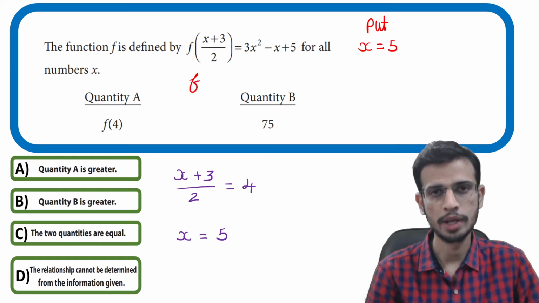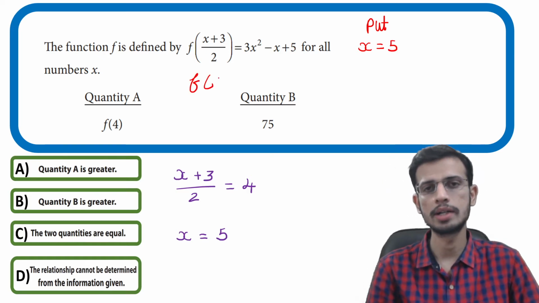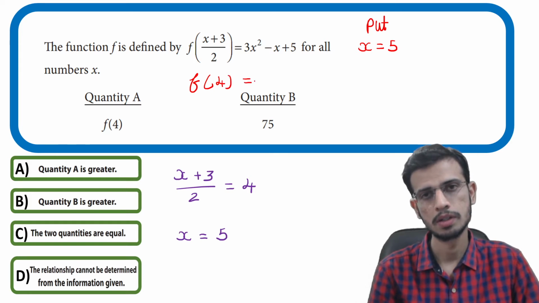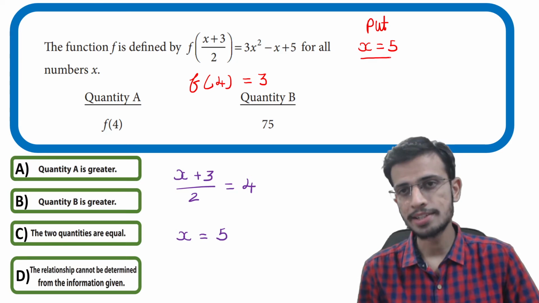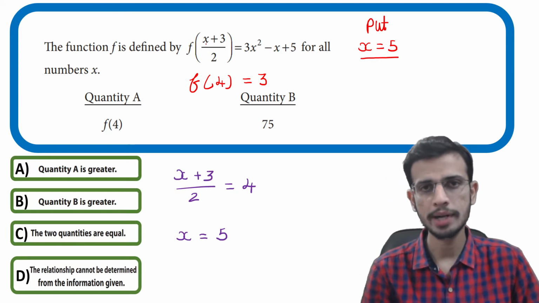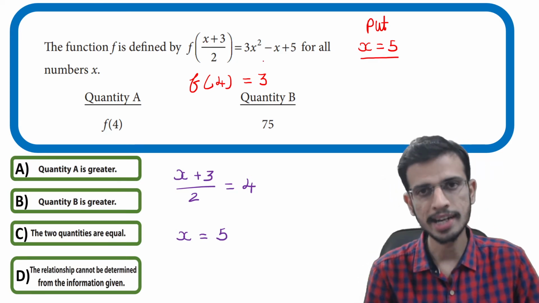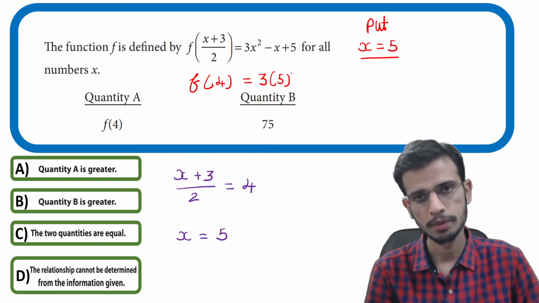So f of (5 plus 3) divided by 2, that is 8 by 2. We have put x equal to 5, so on the right hand side, you will also put x equal to 5.